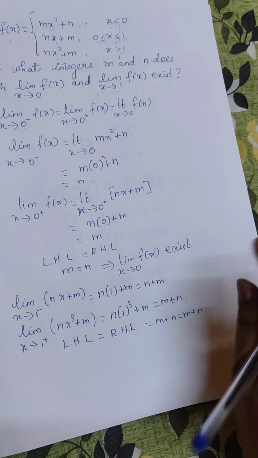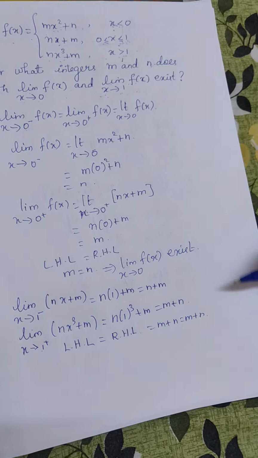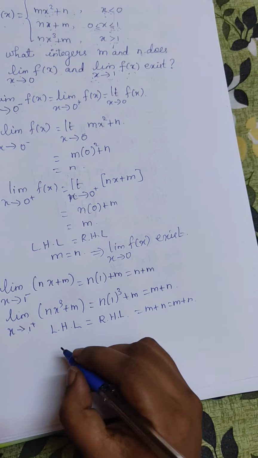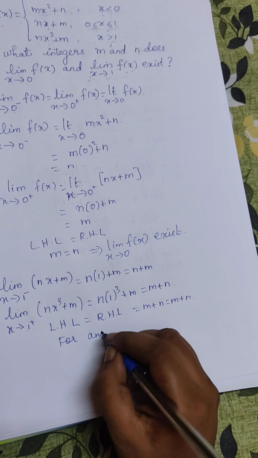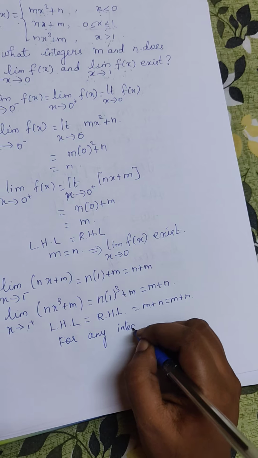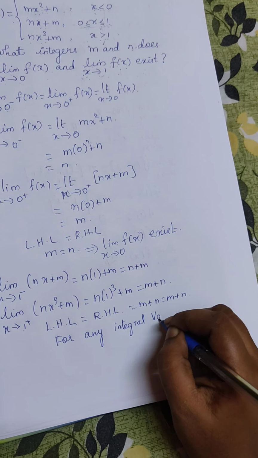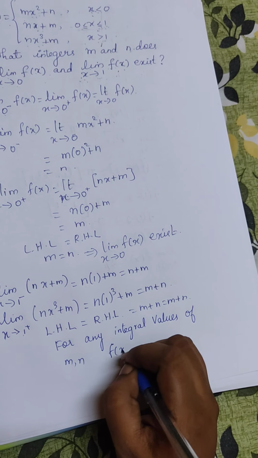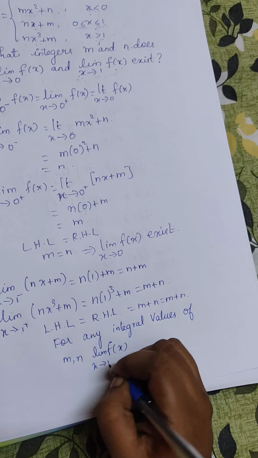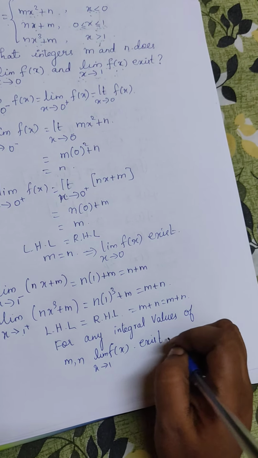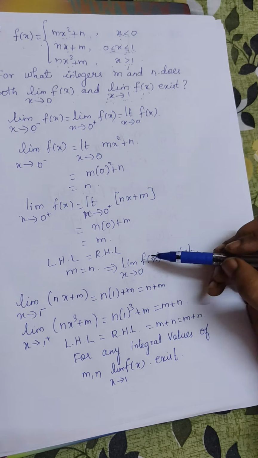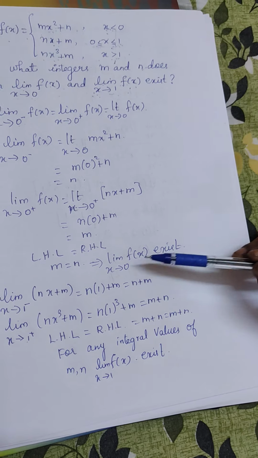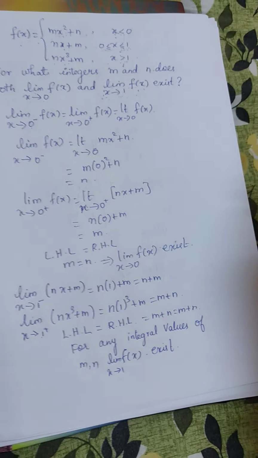So for any integers, the limit of f of x as x tends to 1 exists. For any integral values of m and n, the limit of f of x as x tends to 1 exists. And the limit of f of x as x tends to 0 will exist only when the m and n values are equal.